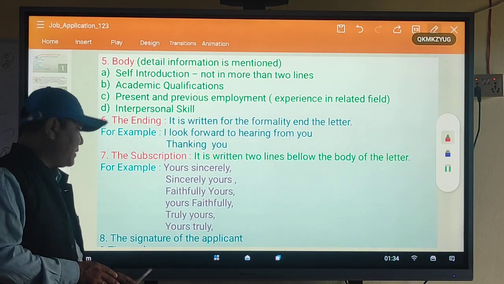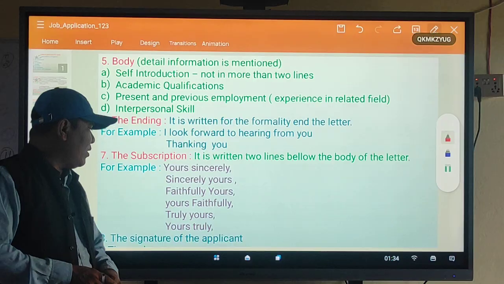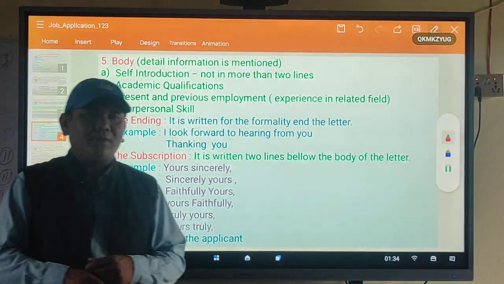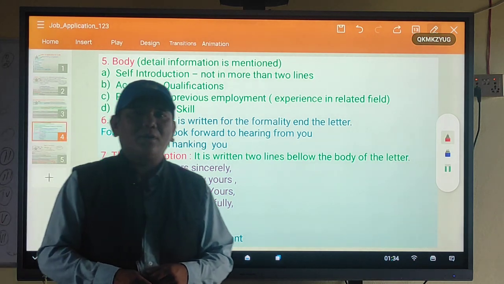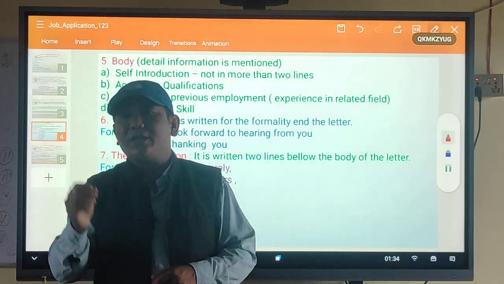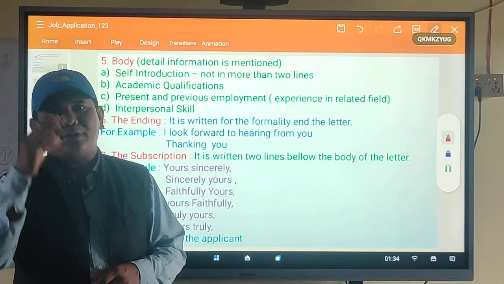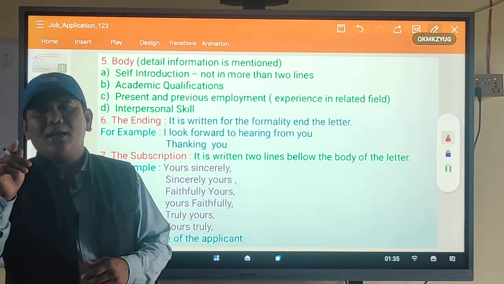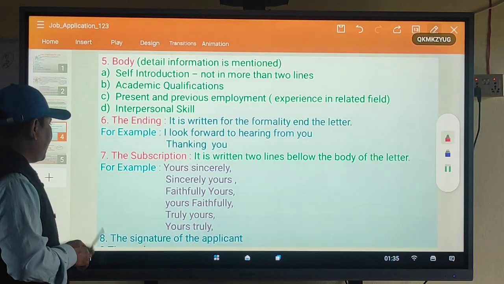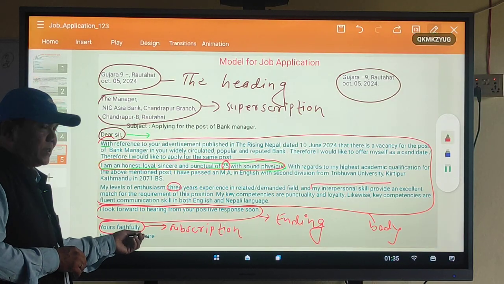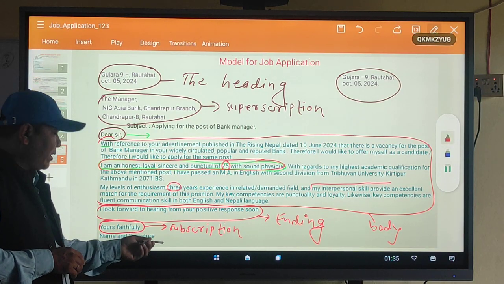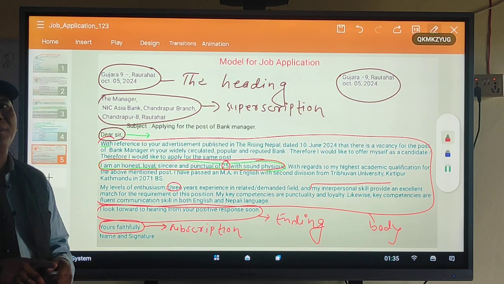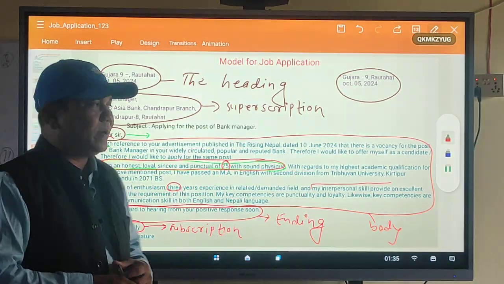Now the last step is the signature of the applicant. Okay, in this part, the name and the signature of an applicant is written. The name and the signature of an applicant is mentioned. Okay, as I have mentioned here, name and signature. You can write the applicant's name and the signature of the applicant. Okay.